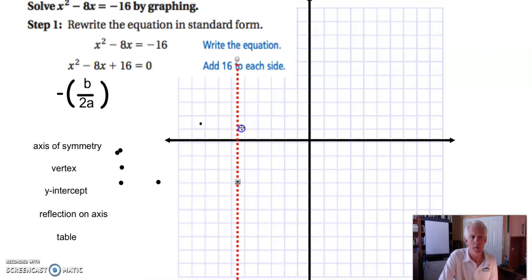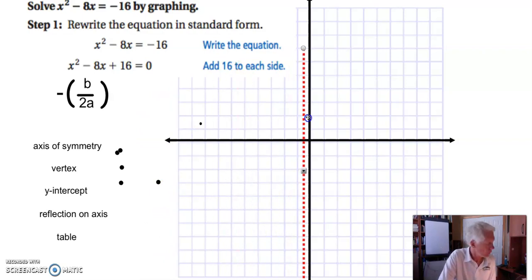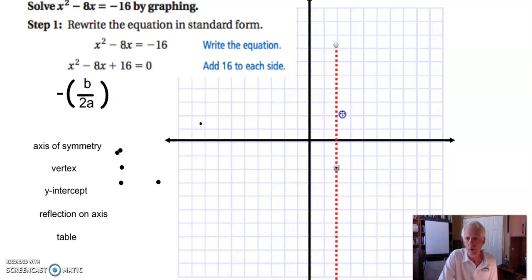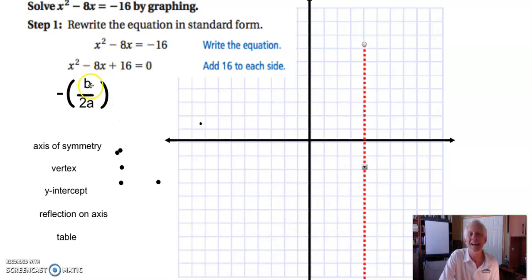So I'm going positive 4. It's positive 4, so I move it over here to 1, 2, 3, 4. Positive 4 because b was negative 8, so negative of negative 8 over 2 is positive 4. Now in this particular case, this y-intercept of 16 is not going to work, so I've got to go ahead and find the vertex.